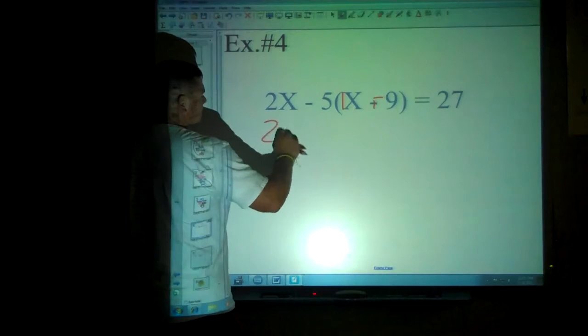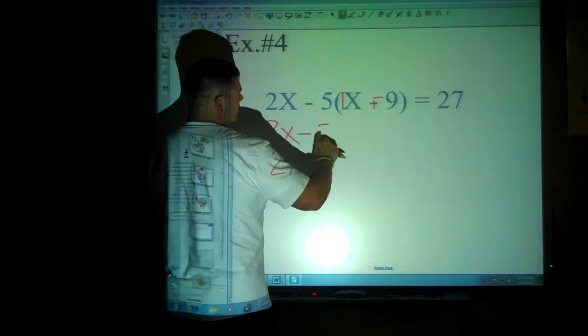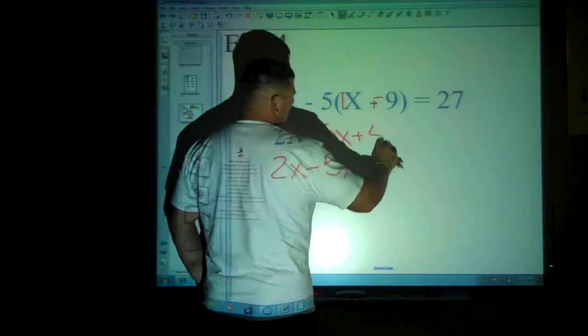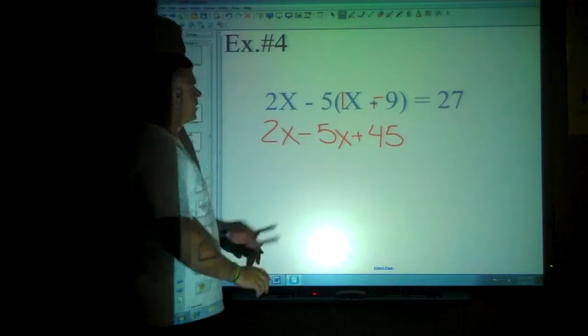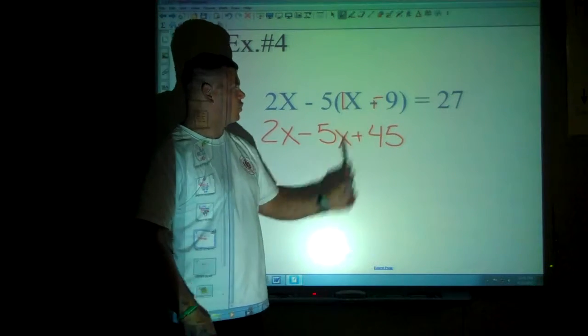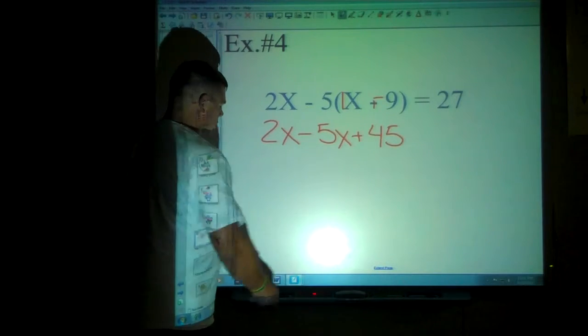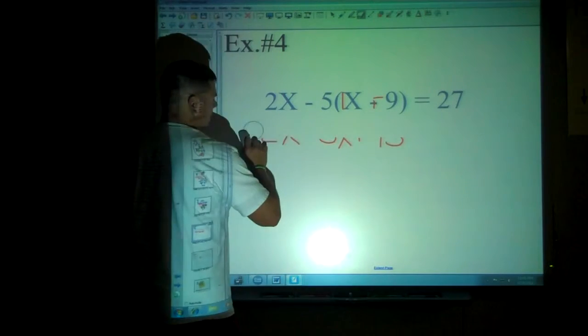Very common mistake is people write 2x minus 5x minus plus negative 45, because they distribute here, which is good. You do want to distribute. But if you're not careful with your signs, things can be wrong. So just be very, very cautious about that.